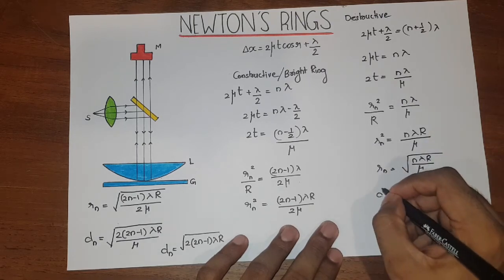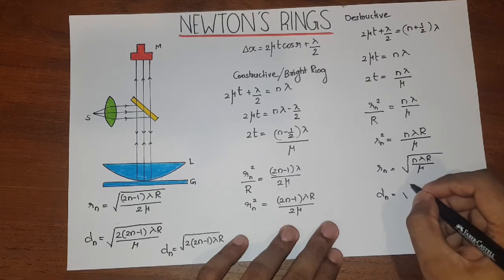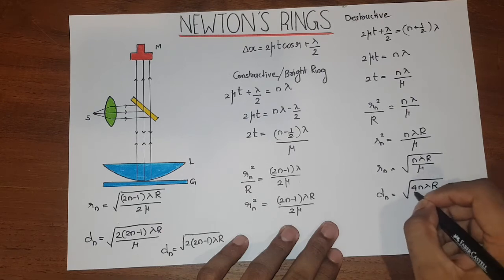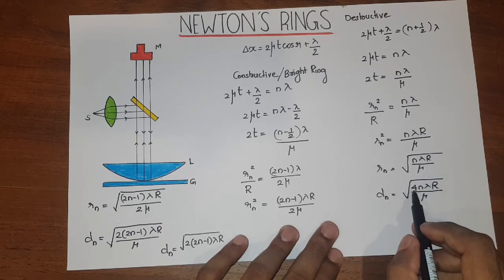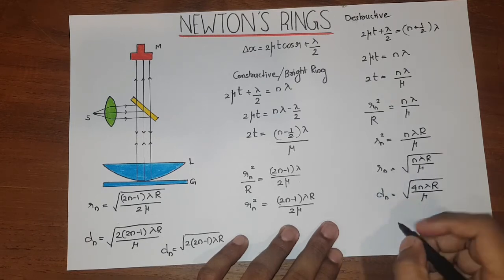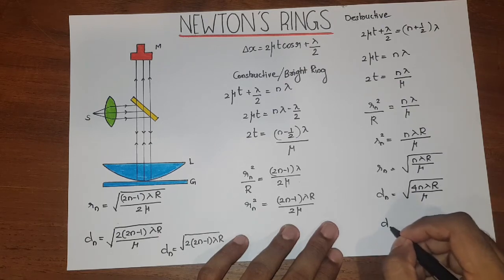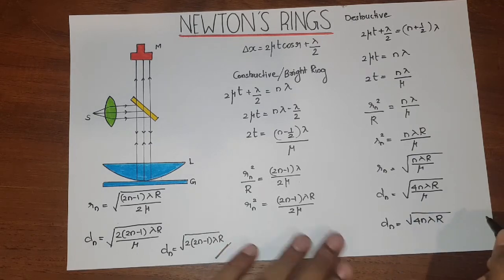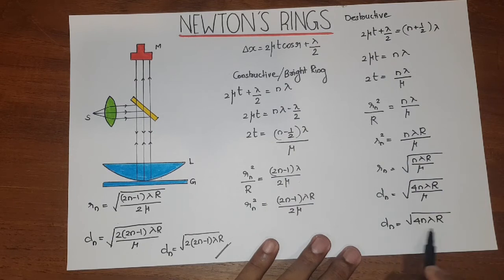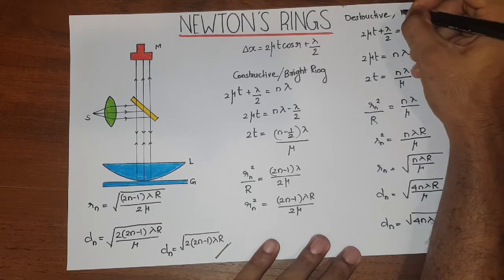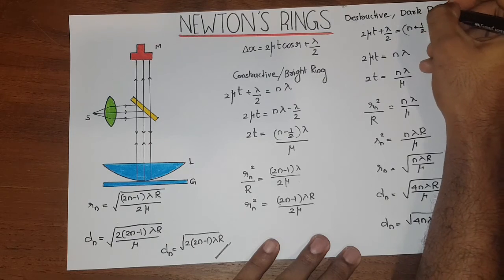From this you can write the diameter. Diameter of the nth ring is square root of 4n lambda r divided by mu. How does this 4 come into picture? Multiplying both sides by 2, this 2, when I took it inside the square root, became 4. Or if this mu value is 1, I can write it as dn equal to simply square root of 4n lambda r. So whichever ring has this diameter that satisfies this condition, it will be a ring where destructive interference is happening, or it will be a dark ring.